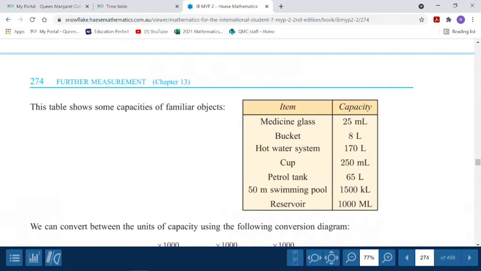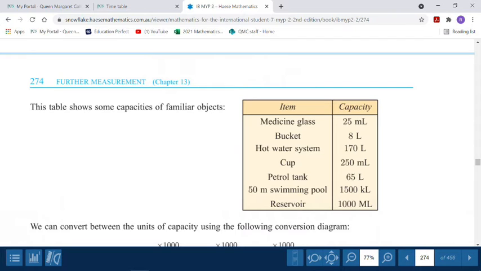A medicine glass. I don't even know what a medicine glass is. What's a medicine glass? The little cups that come with the medicine? Okay. All right. It has a capacity of 25 milliliters. Okay. A standard bucket, guys, come back to me. A standard bucket is usually about 8 liters.